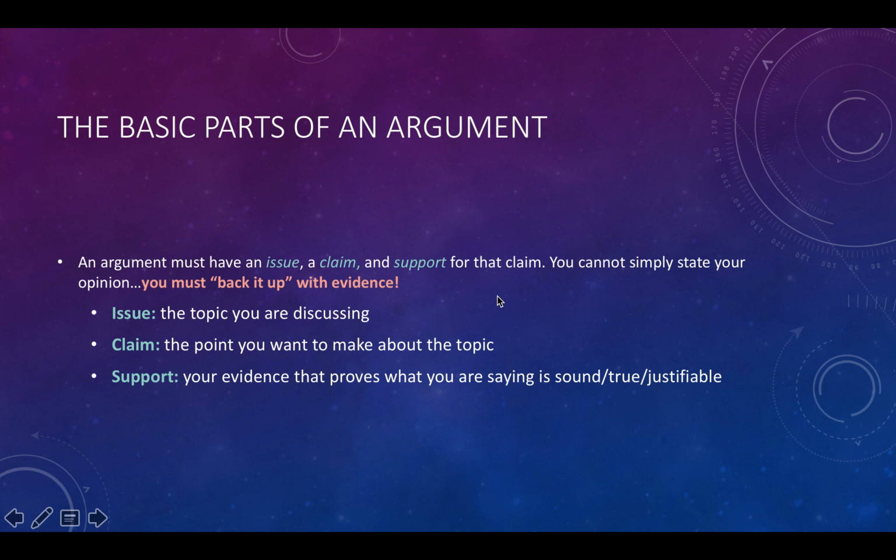So the issue is the overall topic that you're talking about. The claim is the point you're trying to make about that topic. So your claim is not that we should have universal health care. Your claim is not that universal health care exists. It's that we should have or we shouldn't have universal health care. And then the support is the evidence that you provide that proves what you're talking about. So it all comes back to how well can you prove your side.